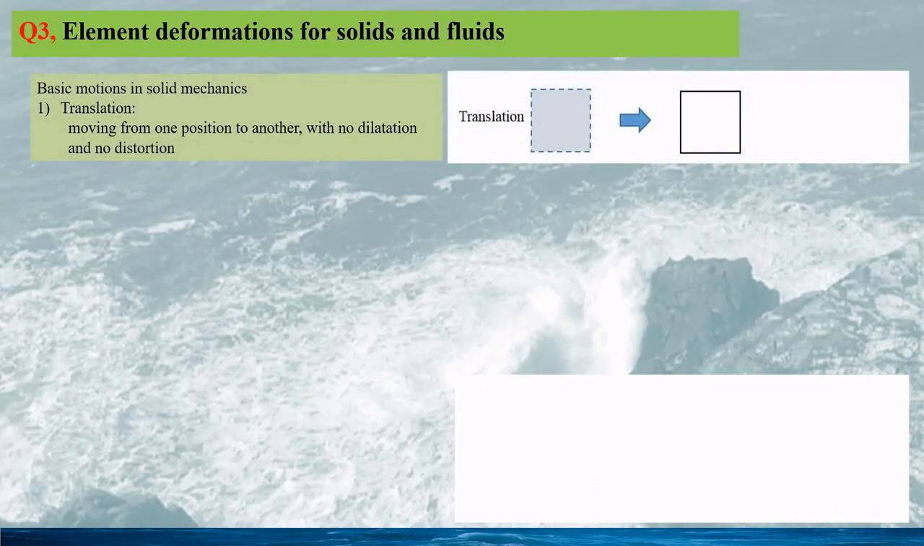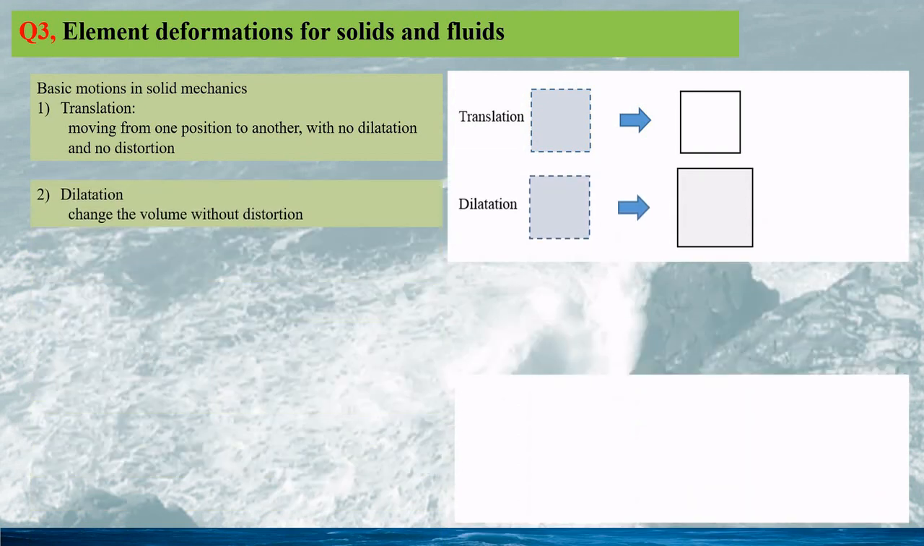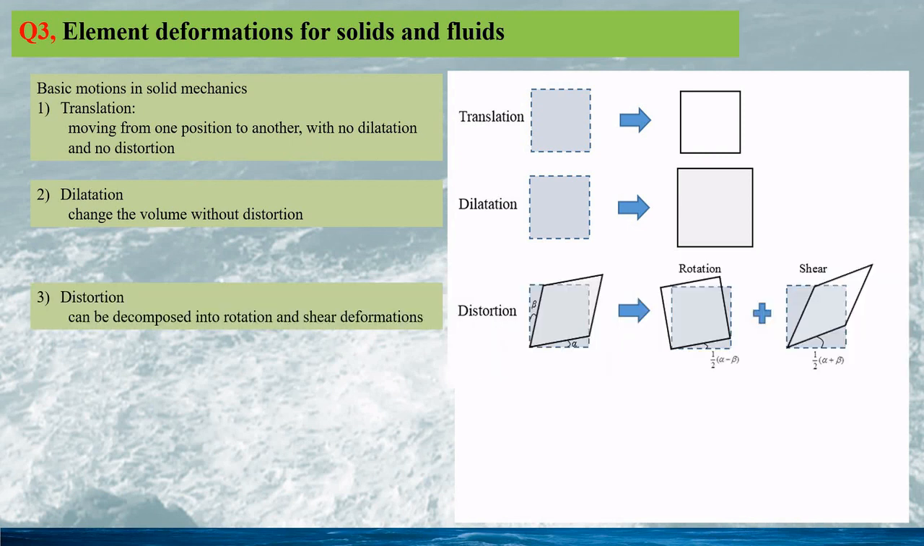The third inconsistency, Q3, would be the formulation of the symmetric stress tensor. Similar to solid mechanics, the fluid motion might generally be described as follows, or their combinations. Translation motion, which means the fluid element moves from one position to another without dilatation or distortion. Dilatation, the fluid is compressed or expanded, but without the distortion. Distortion, it is a combination of the rigid rotation and the shear deformation of the fluid element.